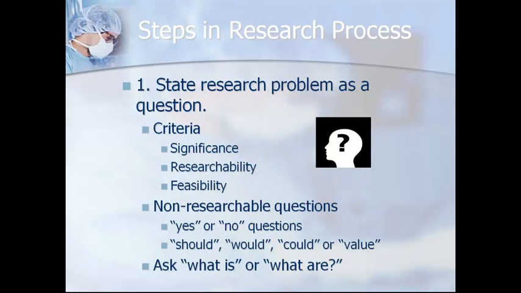So, step 1, state your research problem as a question. Let's take a closer look at these steps. With step 1, you need to narrow a broad area of interest to a problem that specifies the exact intent of the study. This can be a problem in practice, a contradiction, or an area where minimal research has been done. The criteria should include the significance to nursing. Can it contribute to patient care or resolve a problem?